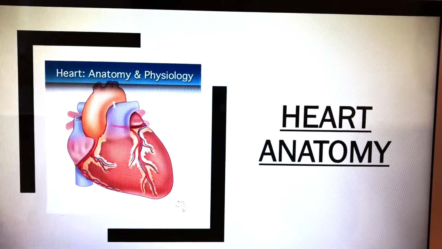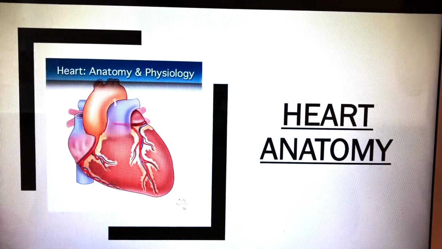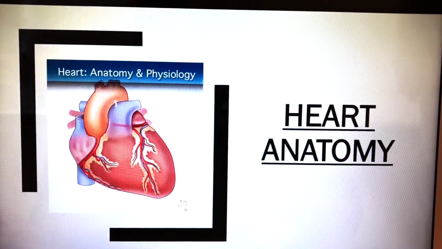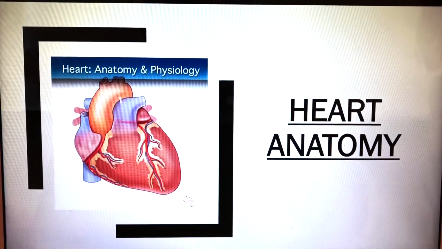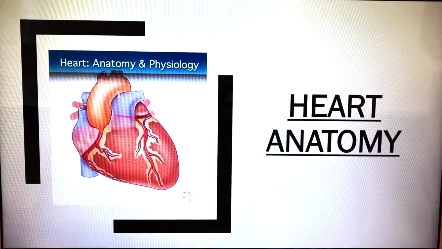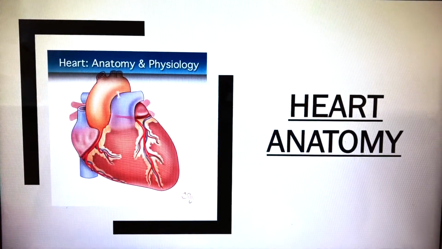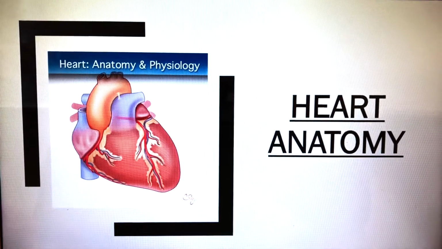Today we're going to be going over chapter 18, which is the heart anatomy. The heart's location is inside the mediastinum. It is superior to the diaphragm, deep to the rib cage, and medial to the lungs. The covering of the heart is called the pericardium.